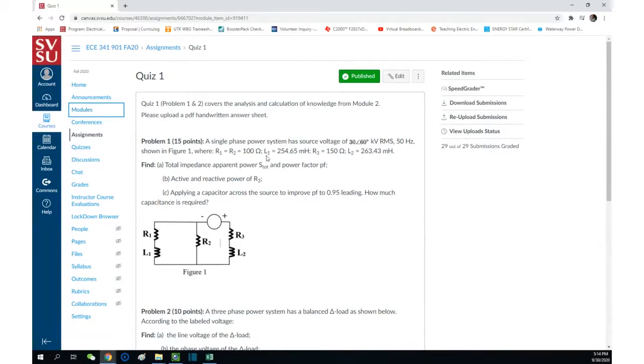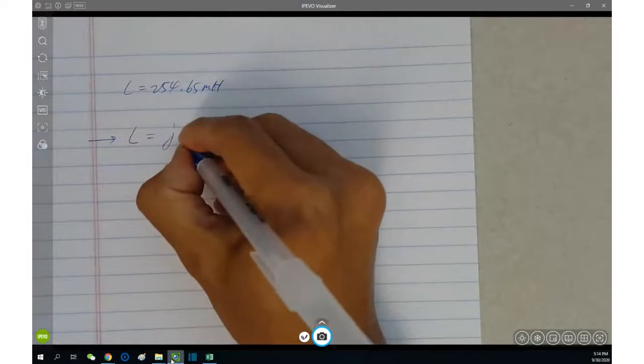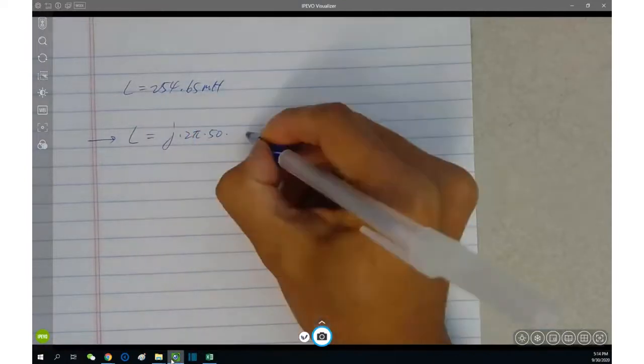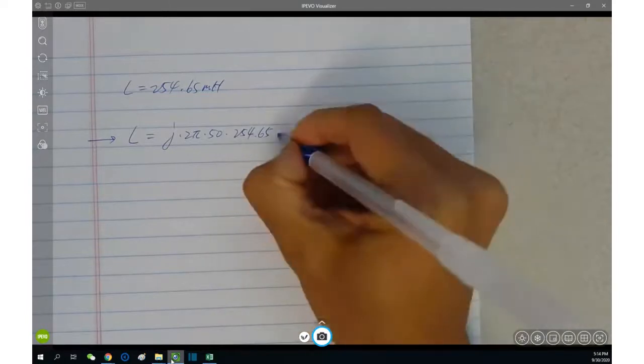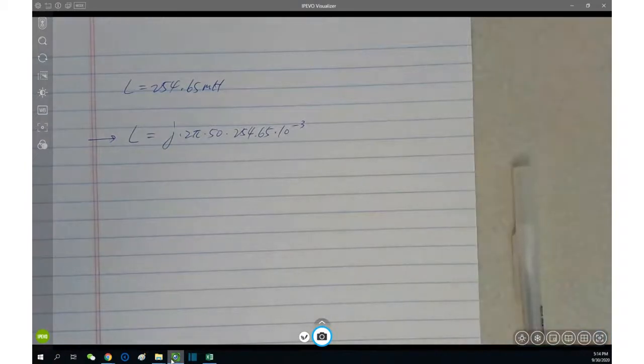First, on this problem 1, I saw too many students doing this. Look at this inductance: 254.65 millihenry, right? I see too many students writing like this. Is it okay writing like this? You're not losing points this time. However, this is absolutely not okay.